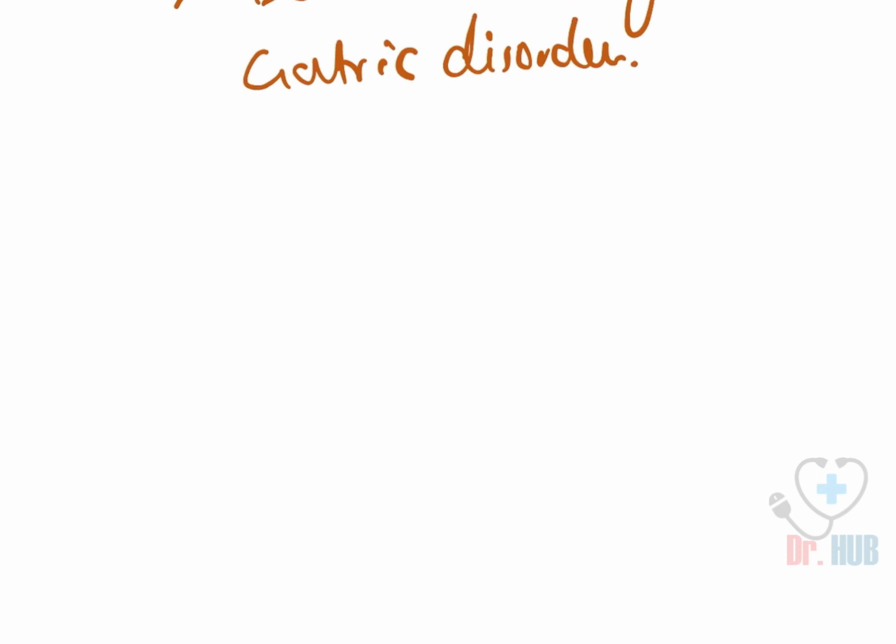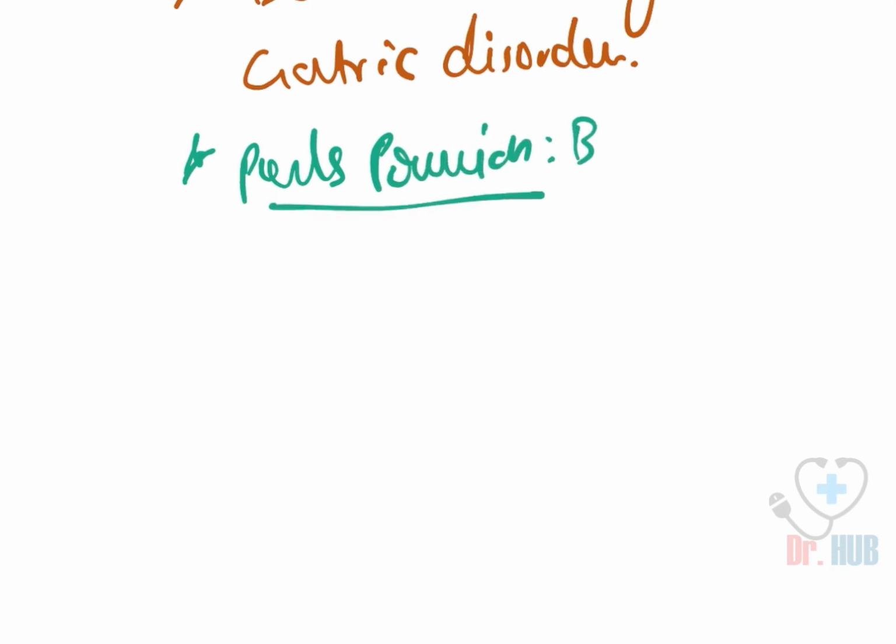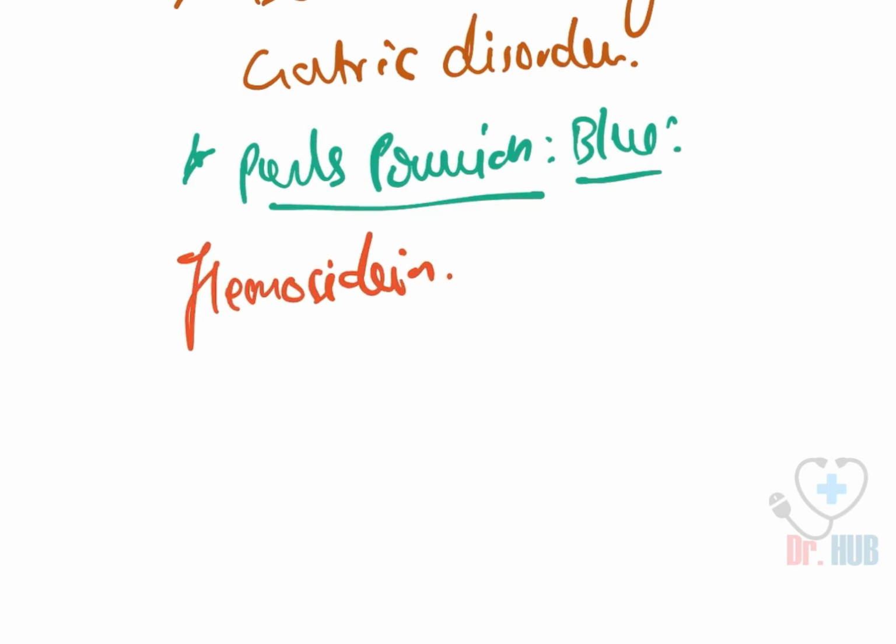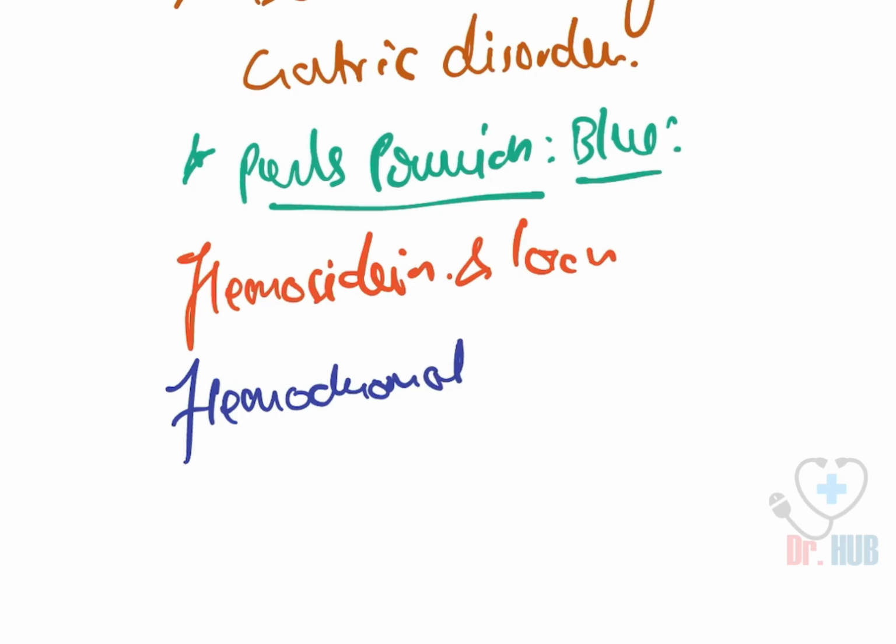Then we look at the stain Perls' Prussian blue. Perls' Prussian blue is used to demonstrate hemosiderin as well as iron. The disorder it includes is hemochromatosis.